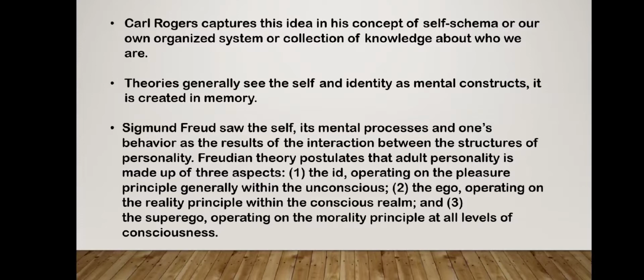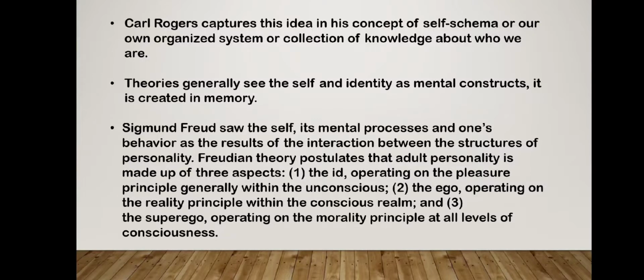Let's define self by one of the famous psychologists, Carl Rogers. Carl Rogers captured this idea in his concept of self-schema, or our organized system or collection of knowledge about who we are. An example of that is friends. For me, my self-schema of friends is the things that I think about me in my circle of friends. For example, I am the tallest one in the circle of my friends. So my self-schema when it comes to friends is that I'm the tallest one in my circle of friends.